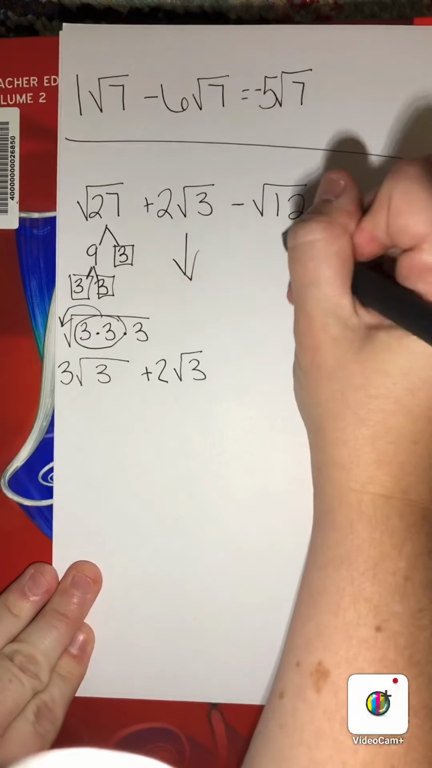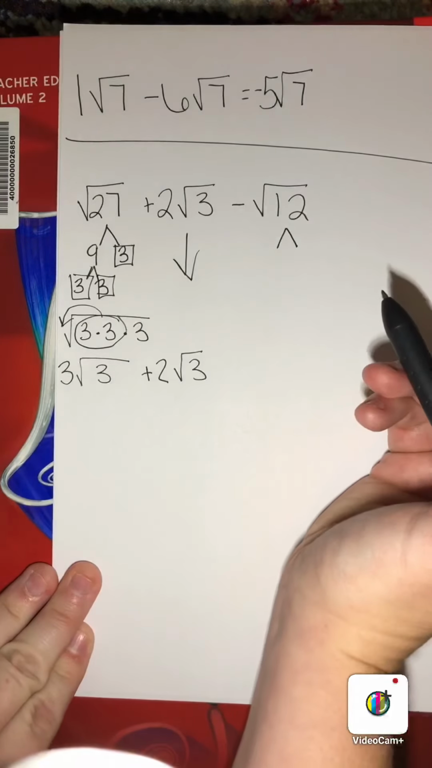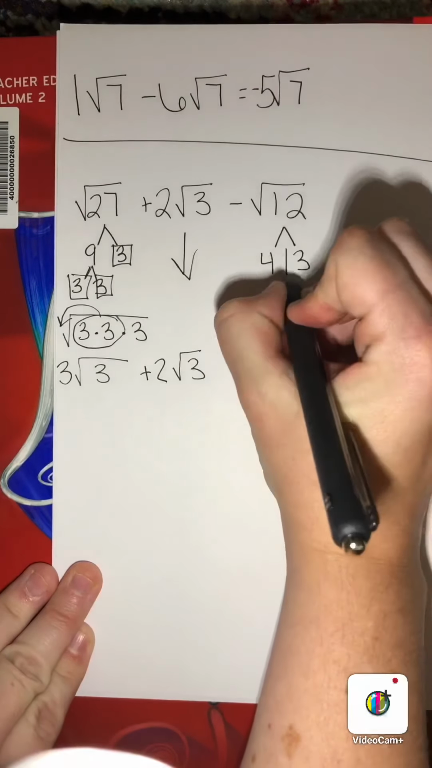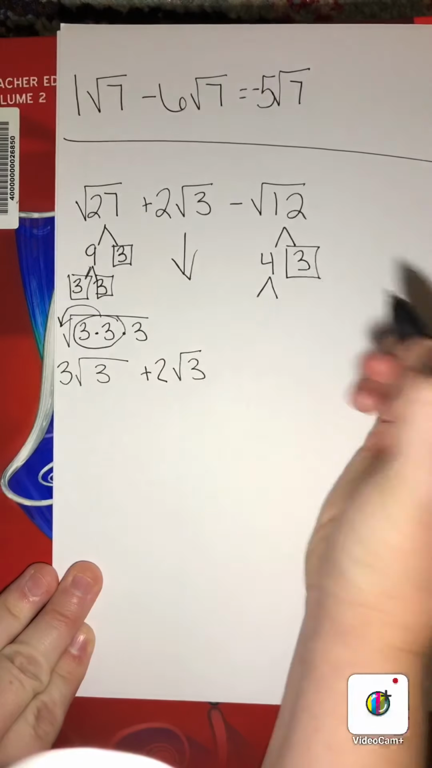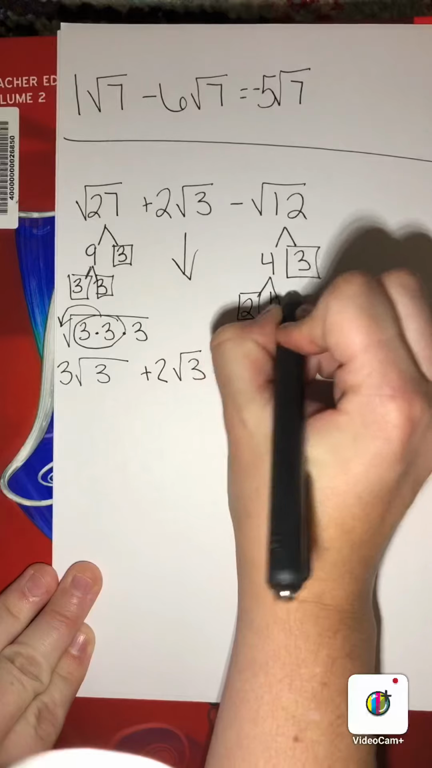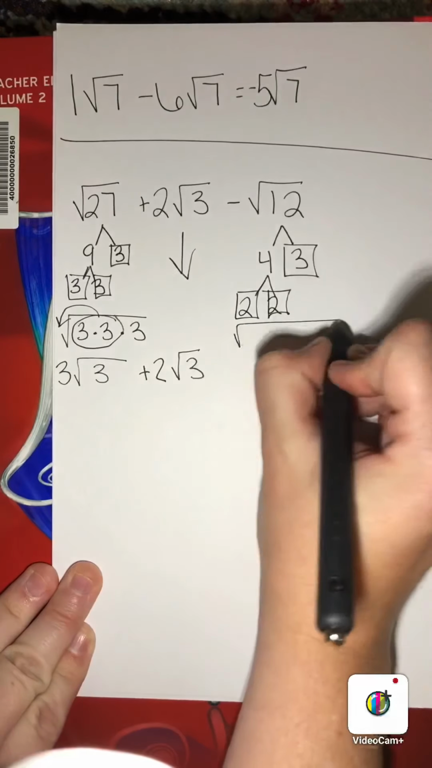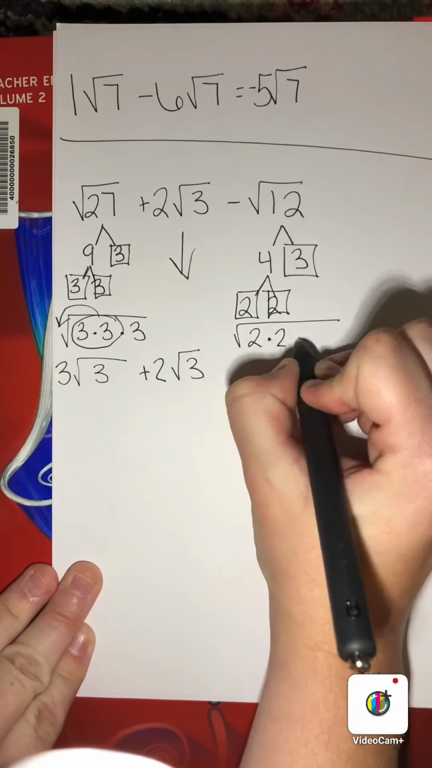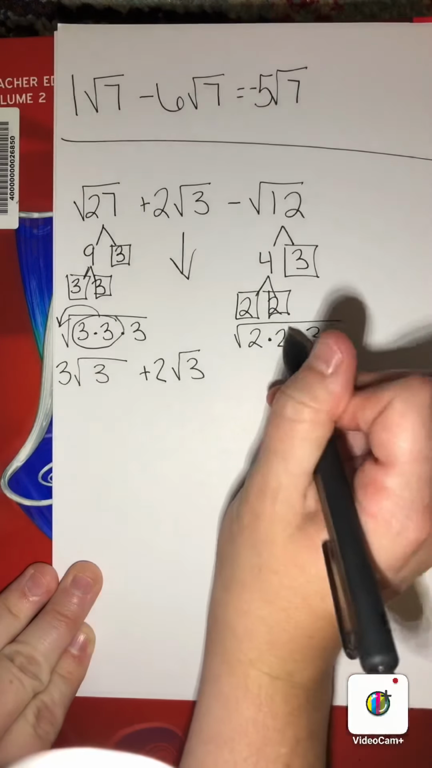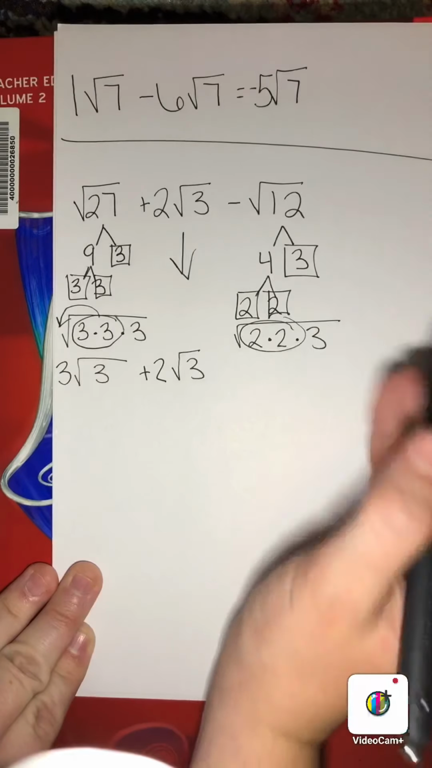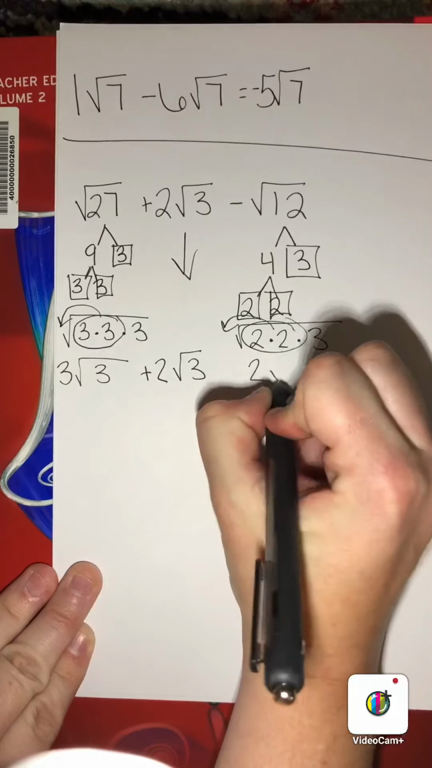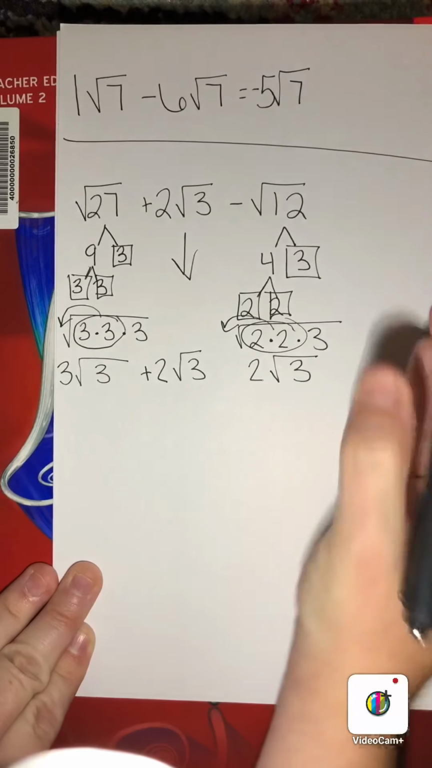All right, we've got to simplify this last one. 2 numbers that multiply together to equal 12 are 4 and 3. 3 is prime. 2 numbers that equal 4 are 2 times 2. 2 is prime. So when I rewrite this, 2 times 2 times 3, I just used my prime numbers. I'm looking for a pair. There's a pair of 2s, so that means 2 can go on the outside. So I'll have 2, and then the 3 stays on the inside.